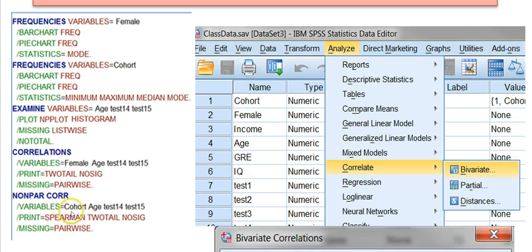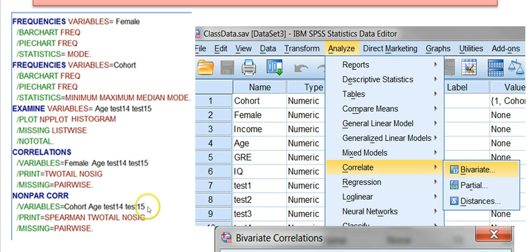So actually I removed female from the non-parametric because it makes no sense to have gender, which is a nominally scaled variable, in an analysis that is based on rank, because there is no inherent order in gender. So I'm looking at cohort, which is ordinal, and age, test 14, and test 15, which are interval.